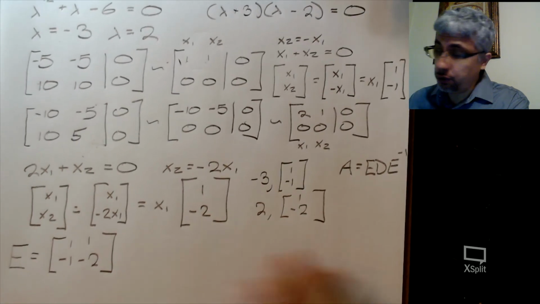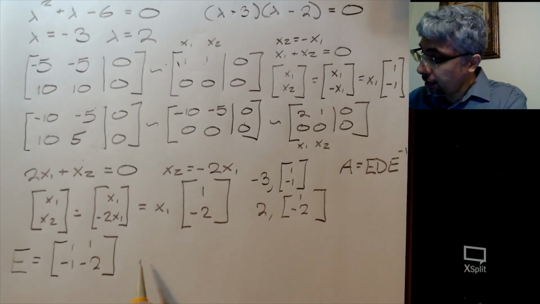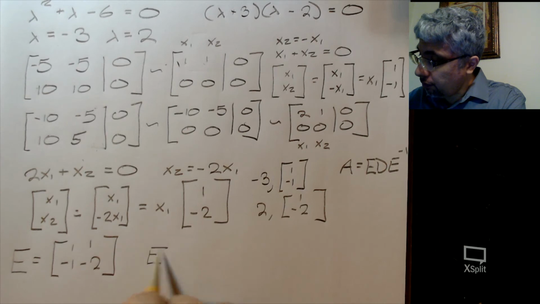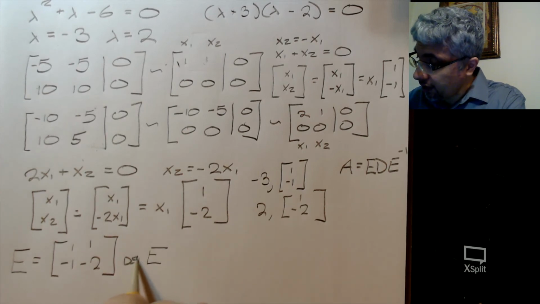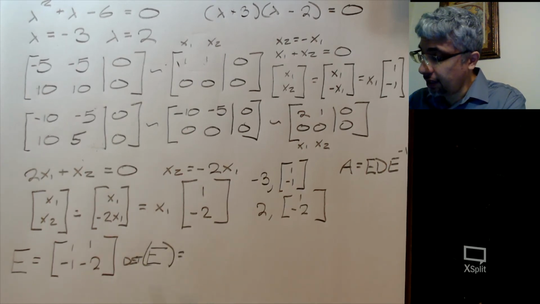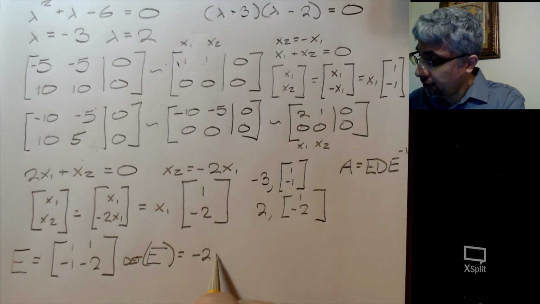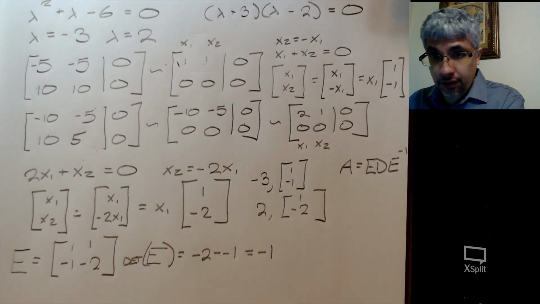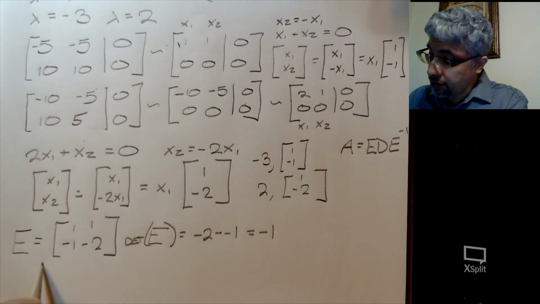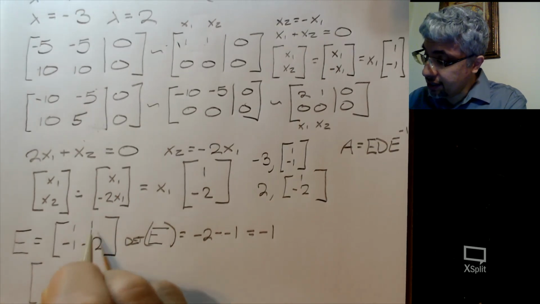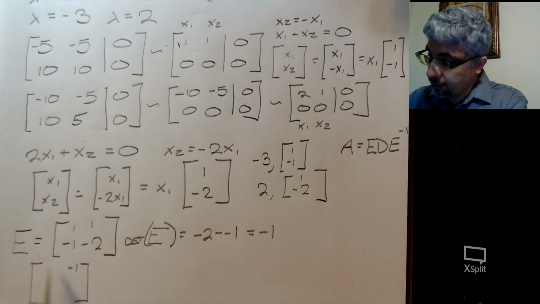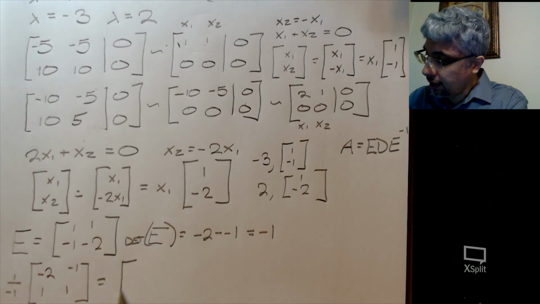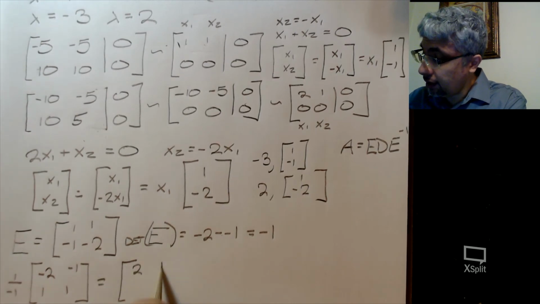Now, many ways to compute E inverse, but one thing I could do is just take the determinant of E, which is going to be minus 2 minus minus 1, which is minus 2 plus 1, or minus 1. And A and D switch places, B and C switch signs. So this becomes minus 1, this becomes 1. These two switch places, and I divide by minus 1. This is going to give me E inverse.